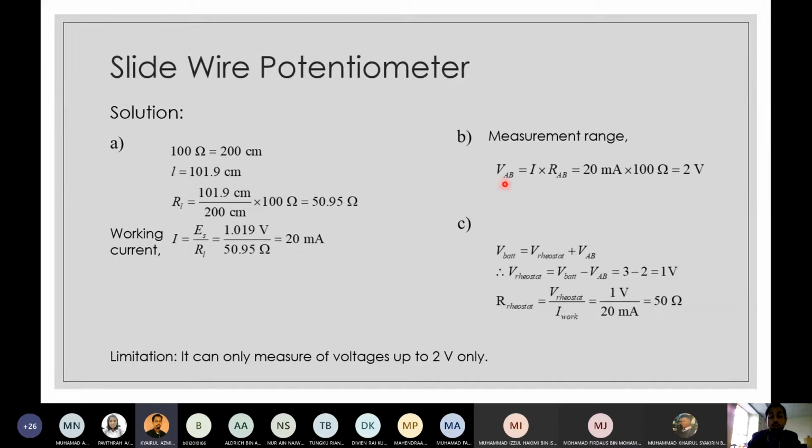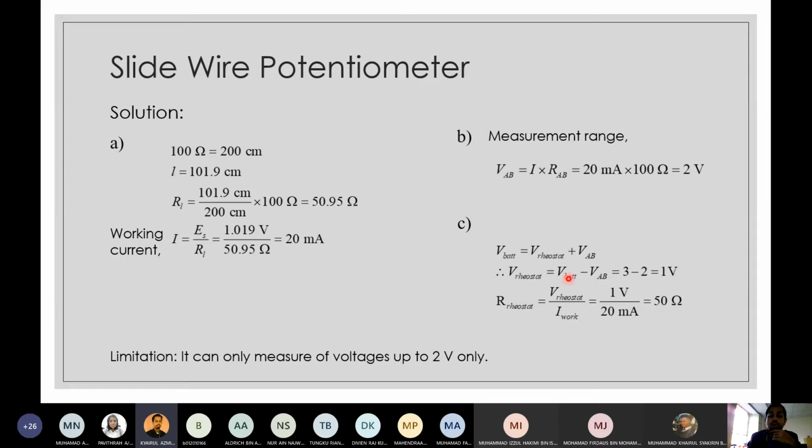Okay, now we need to know the measurement range. Again, we apply Ohm's law. The current is 20 milliamps. The resistance is the total resistance, 100 ohms. So you get the voltage that you can measure is 2 volts, the measurement range. So this is the limitation of a potentiometer in this context. It can only measure up to a range of 2 volts.